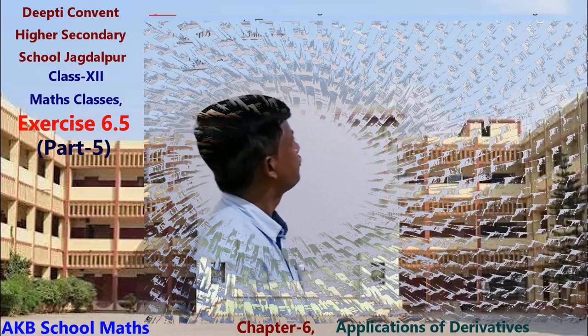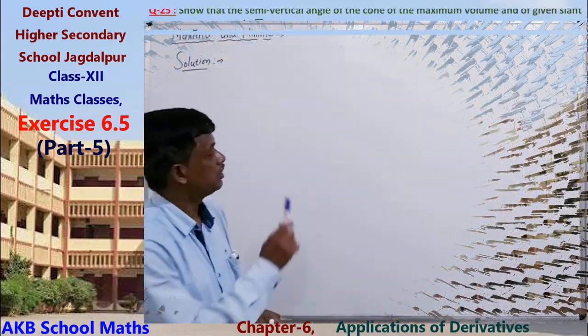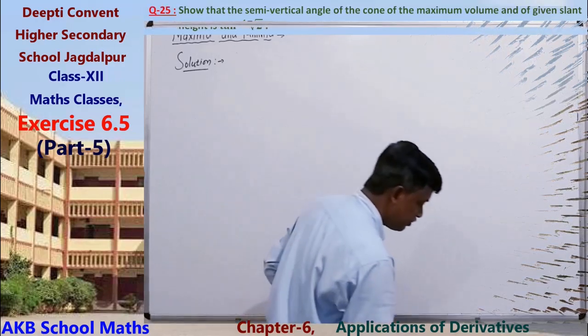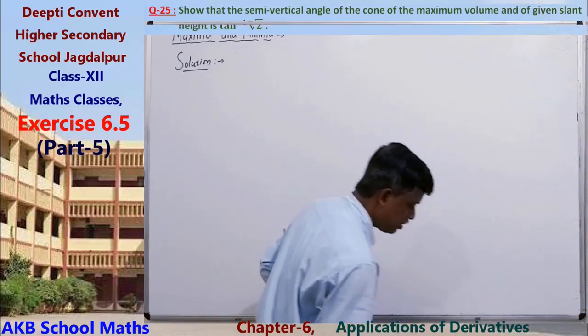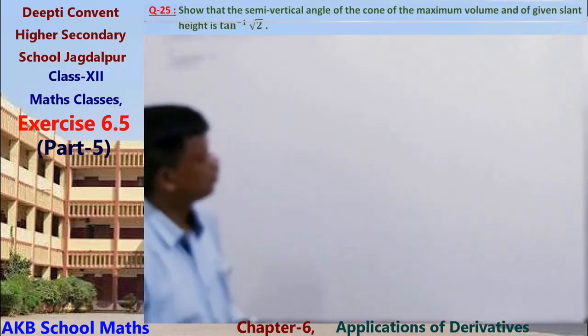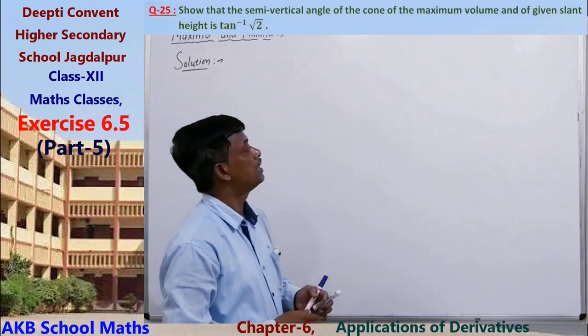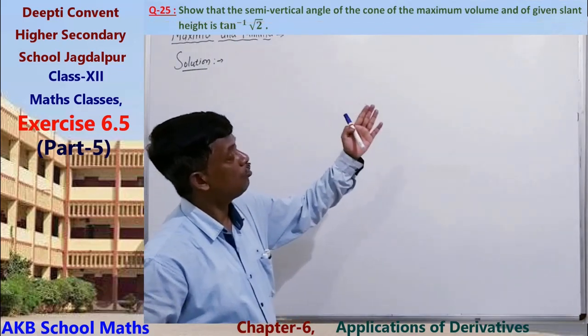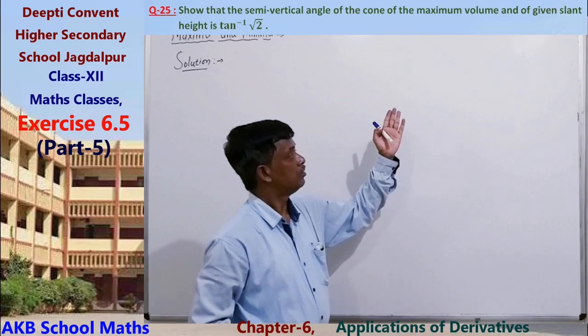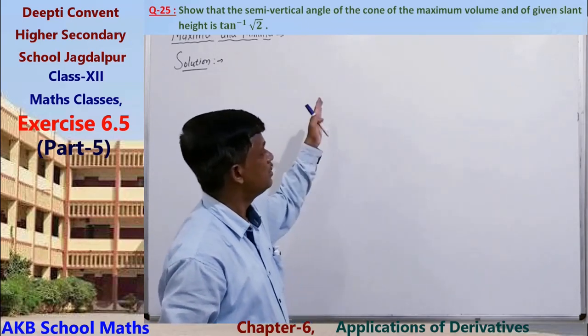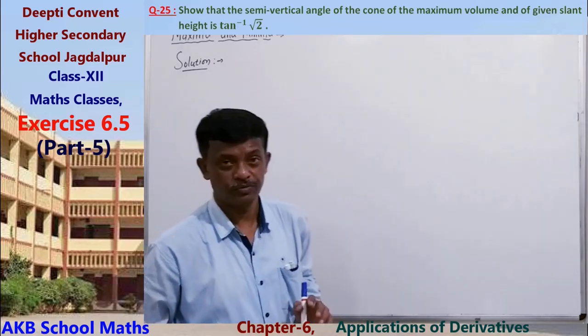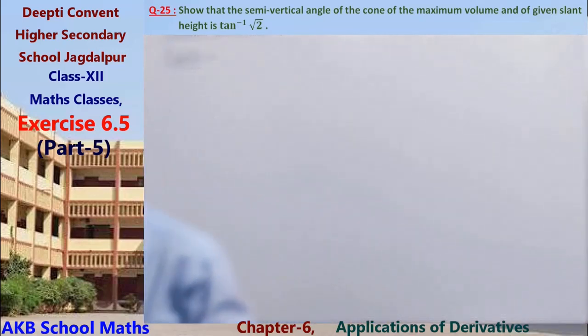Take question 25. Show that the semi-vertical angle of the cone of maximum volume and of given slant height is tan inverse root 2.